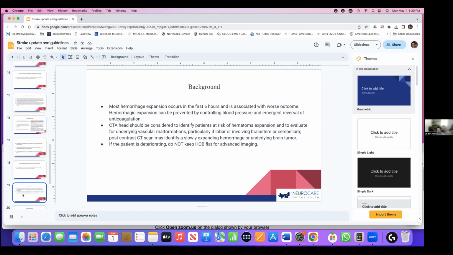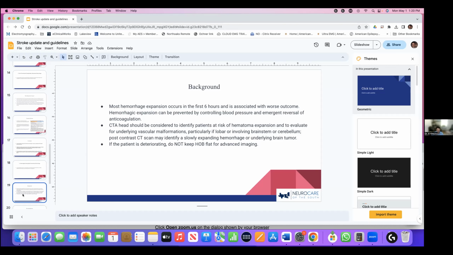You need to monitor these patients very closely. Imaging-wise, it's very similar to the management of ICH. You initially do a non-contrast CT head, and then a CTA head and neck, to try to see if there's any spot sign, or any underlying vascular malformation, to manage the patient.